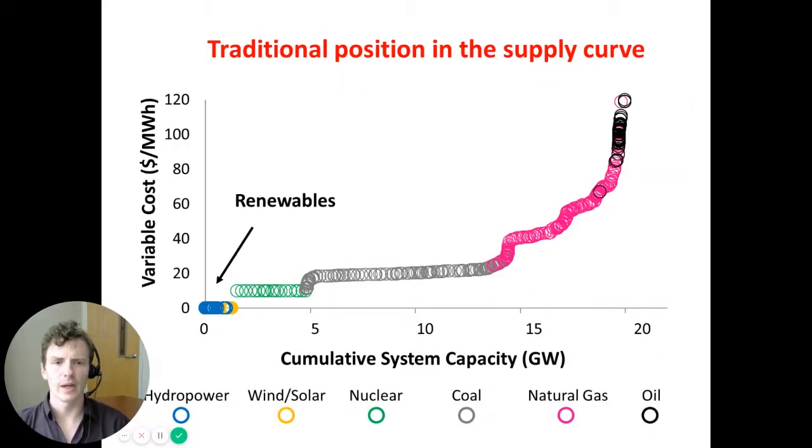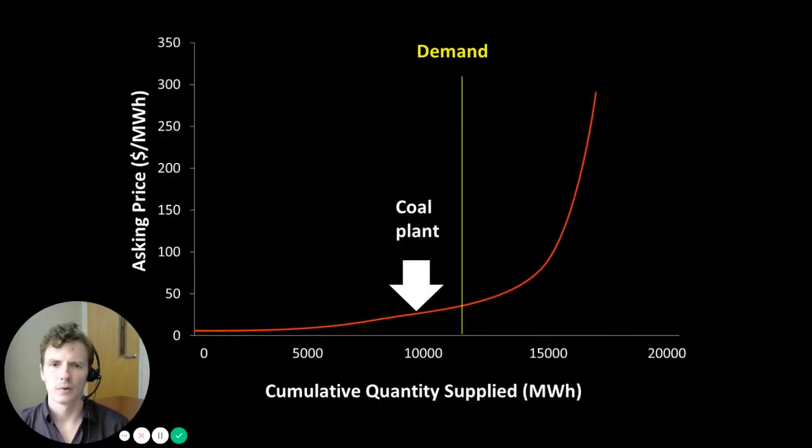So renewables are way down. If we think about the system supply curve in a competitive wholesale electricity market, the traditional position in the system supply curve for renewables is way down at the bottom left. And so what that means is that if you're a coal plant under normal conditions, you are to the left of the demand curve, which means that your market is taking your electricity. You're cheap enough to provide electricity. The intersection between supply and demand occurs to the right. And so you're able to sell your electricity at the market clearing price.